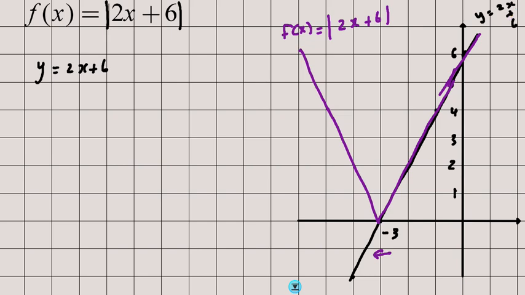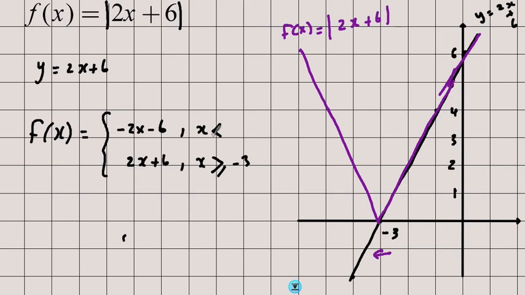Now, let's redefine f of x as a piecewise function. f of x is equal to, we have 2x plus 6 for the values of x greater than or equal to -3. And for this part, simply change the signs. -2x minus 6 for values of x that are less than -3.